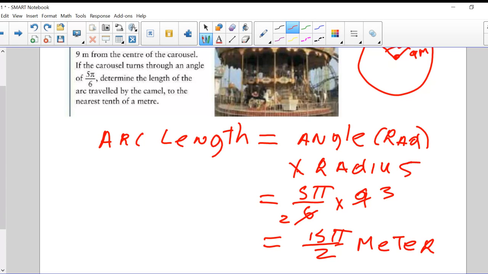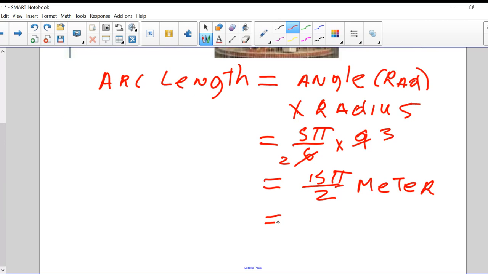Let me go to the room here and see if I can get some help with that. Okay, so Alexander's answer, 23.6 sounds good. Thank you all very much for your responses. And of course, that's also in meters. I'm going to put approximately here because whereas the 15 pi over 2 is an exact answer, the 23.6 meters is an approximate answer. Okay, let's move on.